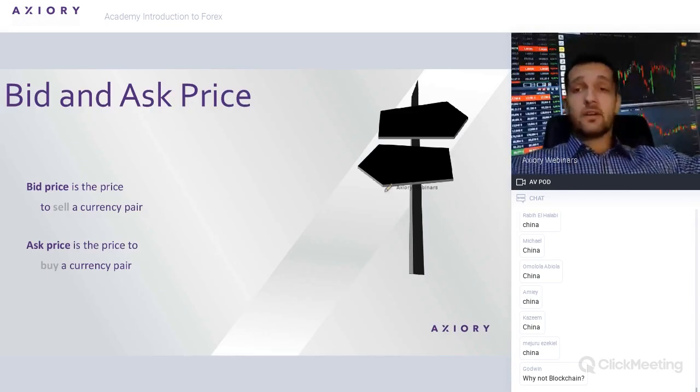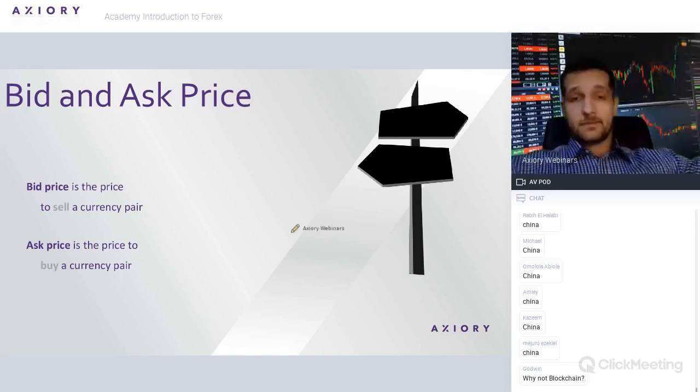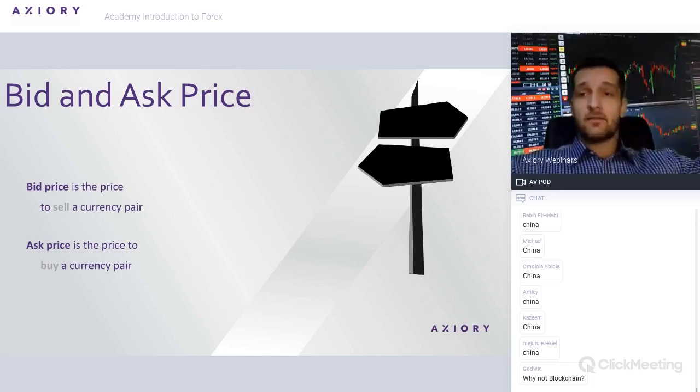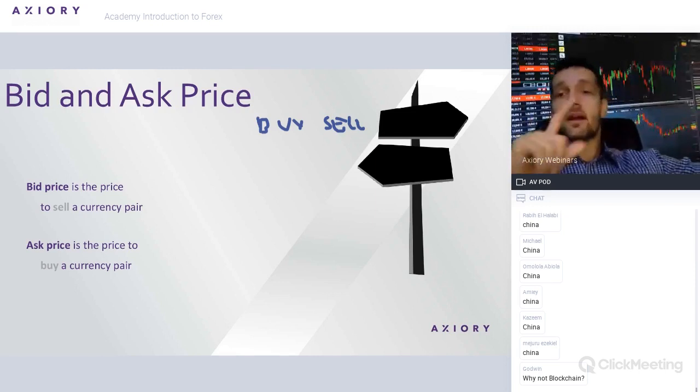Very important. When you go to the exchange place, you want to exchange money for your holidays. You can always see a buy price and a sell price. It's the same on the Forex market. There is no one price.